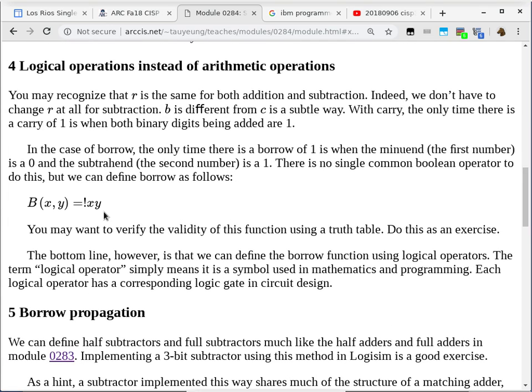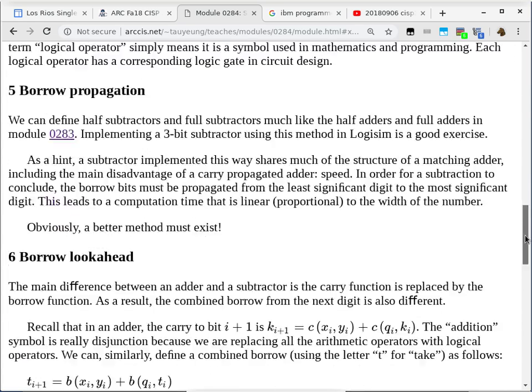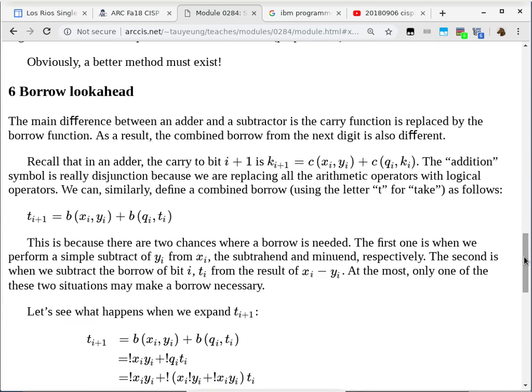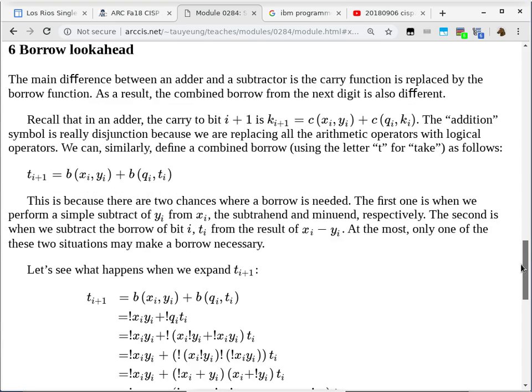And I explained how the borrow function is really the negation of x, conjunction with y. So now we have to look at borrow propagation and also borrow look ahead. So as it turns out, there are two ways to perform a borrow. When you look at ti plus 1, it is depending on the borrow of xi minus yi, but it also depends on the borrow of qi minus ti. Is that making any sense?